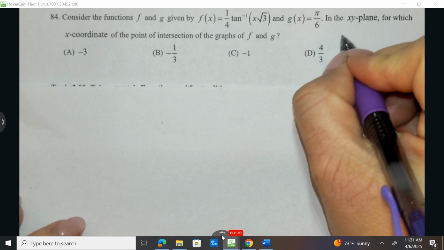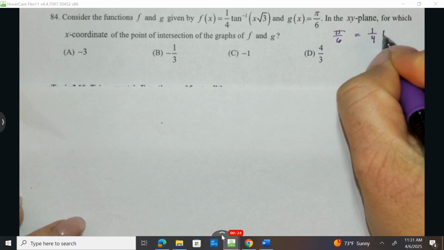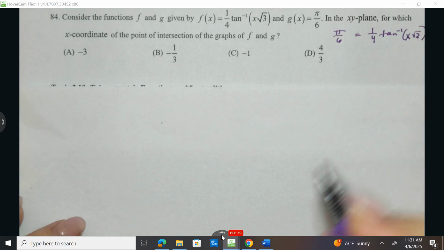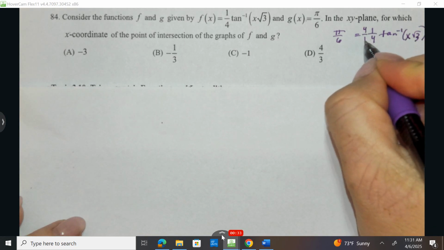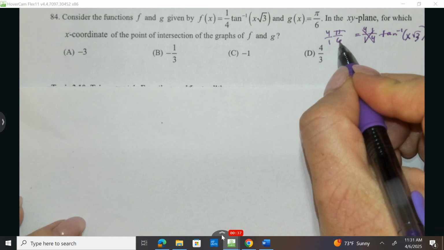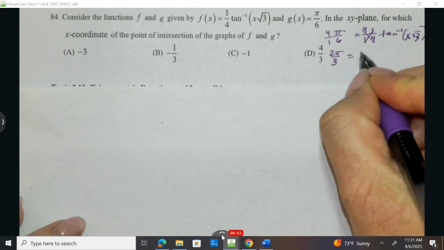Don't have a lot of room here. We're going to take pi over 6 and set it equal to 1/4 the inverse tangent of x times the square root of 3. Remember, inverse tangent is in fact the same as arctangent. I'm going to multiply both the left and the right by 4 over 1. I know that 4 pi over 6 is the same as 2 pi over 3.